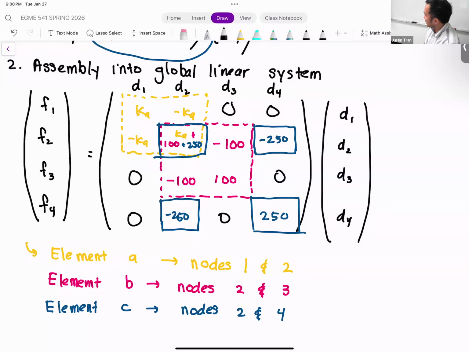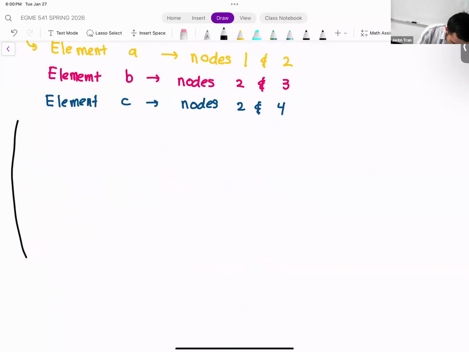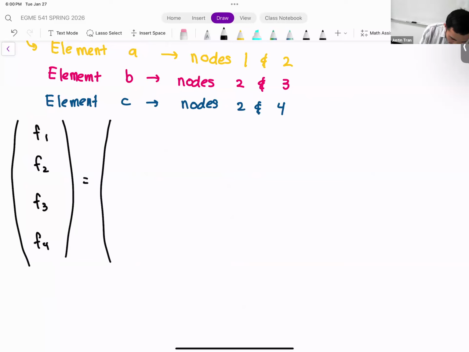All right, so now that we've inserted all of the element stiffness matrices, let's go ahead and simplify this. And so, we have some arithmetic to do, okay? And so if we simplify that, we get the following matrix. So we have F1, F2, F3, F4 is equal to, we have 500, minus 500, 0, and 0, okay? Minus 500. Now, next we have the sum of all three of those terms. We have 500 plus 100 plus 250, so that is 850.